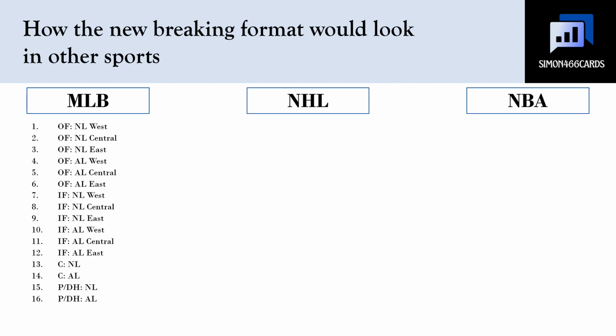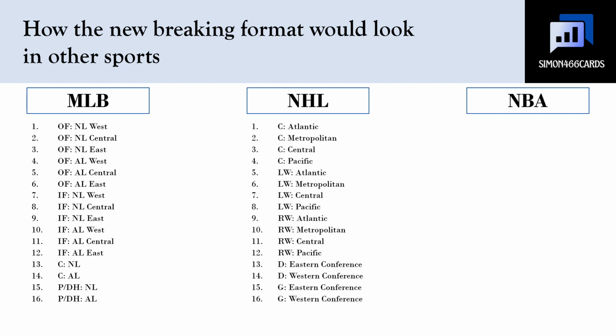For hockey, it'd be very similar. For the forward spots, you break them up by the divisions. And for defensemen and goalies, which have less hobby appeal, you would just do it by Eastern and Western Conference. So you divide it by 2 instead of divided by 4.